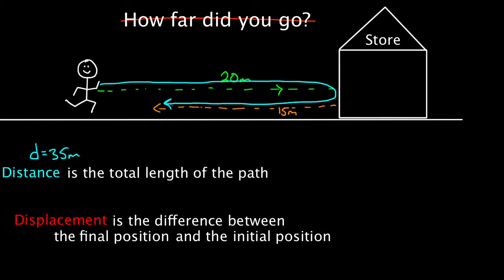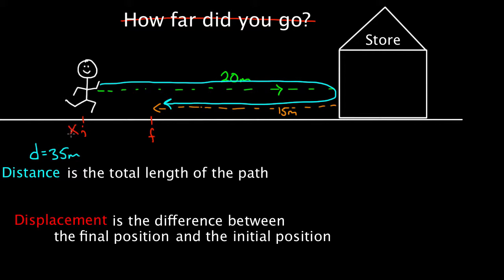Displacement is the difference between the final position and the initial position. Hey Jay, where's Rocco's final position on here? 5 meters from where he started. It's right here. Where's the initial position, Rocco? It's the position where you started, at 0 meters. Exactly. There's your initial position.